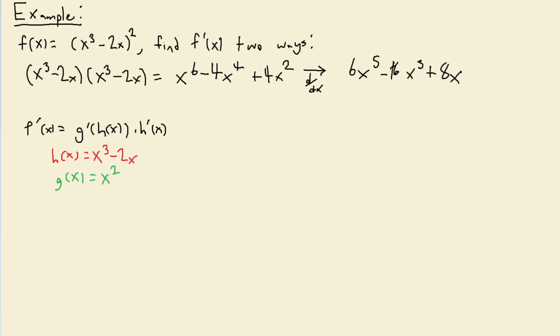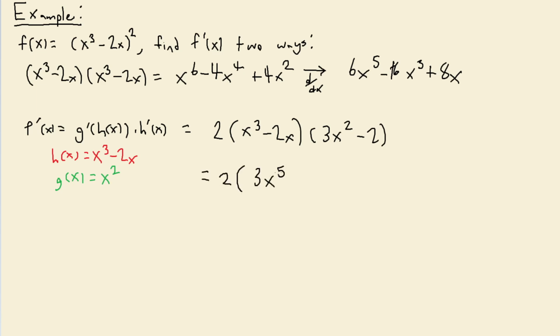So let's try to take the derivative using this. The first thing that we have to do is take g prime, which is just 2x, but applied to h of x. So this is going to equal 2 times x cubed minus 2x. And then we have to multiply by h prime of x. Well, h prime of x is just the derivative of this expression here. And so that's going to be multiplied by 3x squared minus 2. Okay? And so now we can multiply all of this out. This is going to equal 2 times, what would we get here? We would get 3x to the fifth, and then we would get minus 2x cubed, and then we would get minus 6x to the fourth, and then we would get plus 4x.